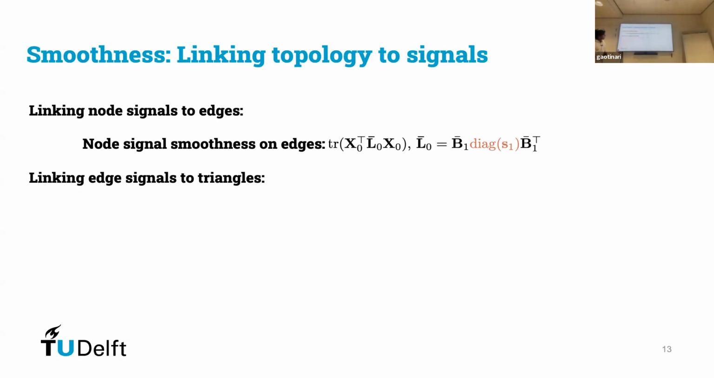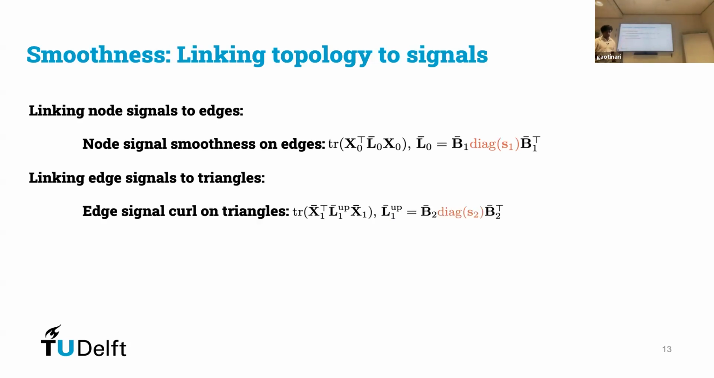For linking edge signals to triangles, one common notion is curl. So smoothness on the upper neighbors, the neighborhood that I mentioned before, or curl, is basically trying to check consistency within a triangle. So it has to be conservative within the triangle. So I have a plus and a minus, so I have everything conserved within the triangle.